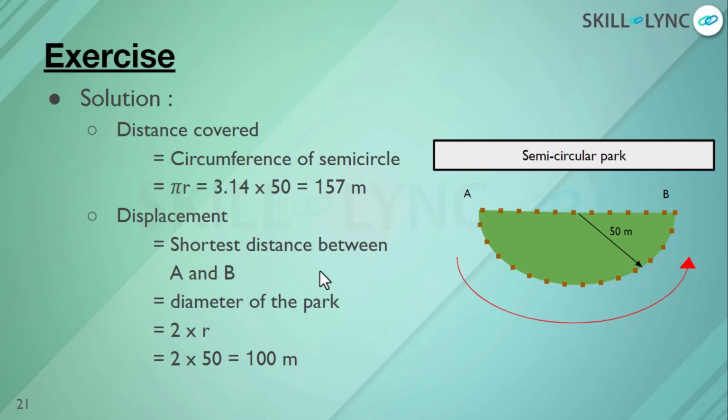Thus, the final answers of the questions are: the distance traveled by the person for moving from point A to point B is 157 meter. Also, we can say that the displacement covered by the person from point A to point B is 100 meters.